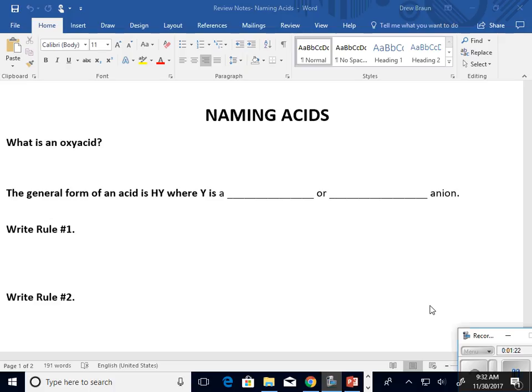Look at your PAL. If I would have an acid with sulfate, SO4, 2 minus. Do I have oxygen? Yes. Do I have some other element? Yes, sulfur. So that would be considered an oxyacid. It's sulfuric acid. Okay? What's another combination of oxygen with another element?